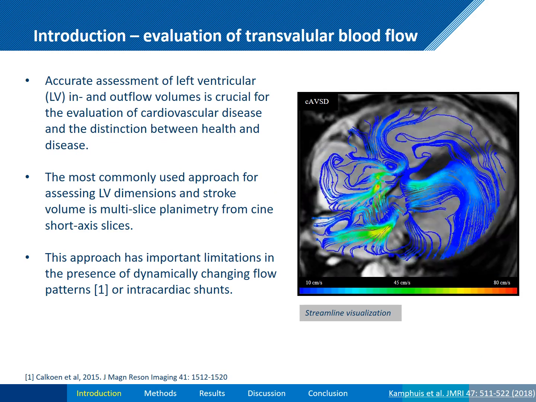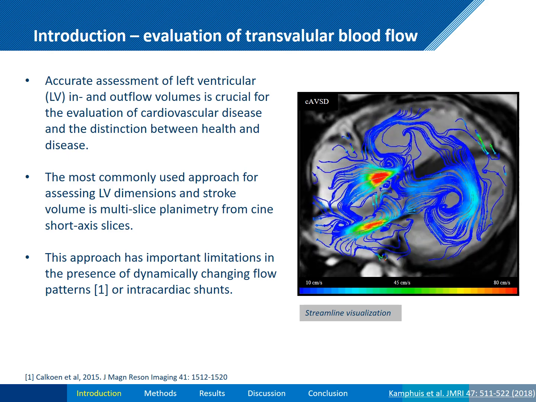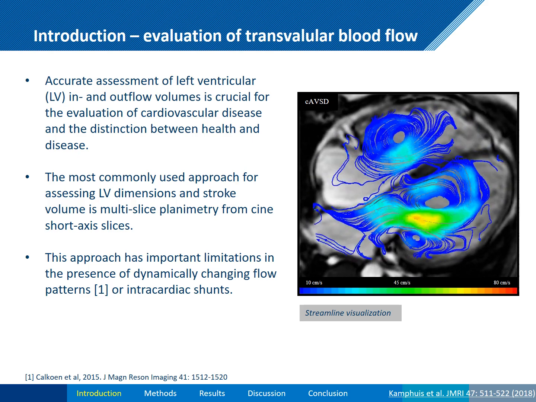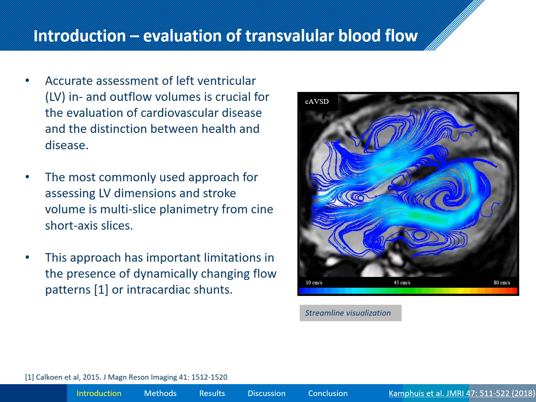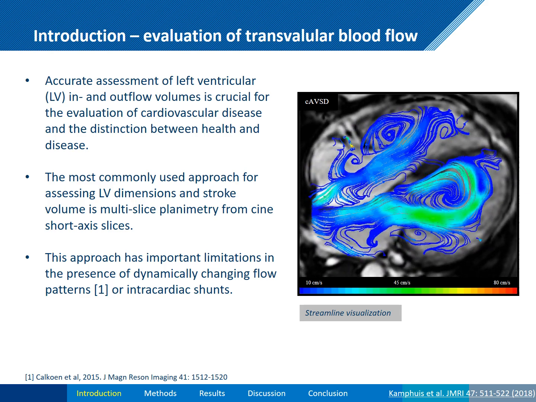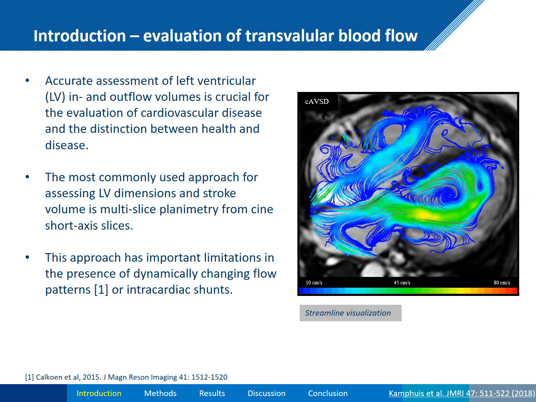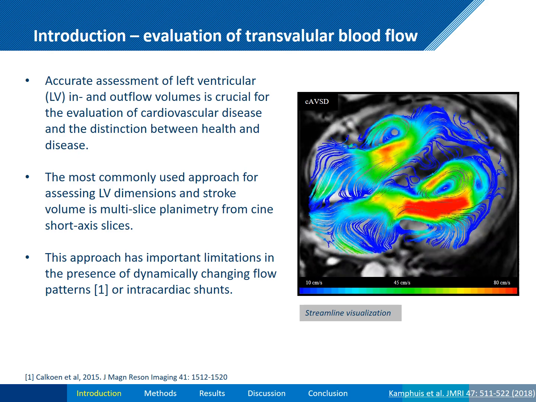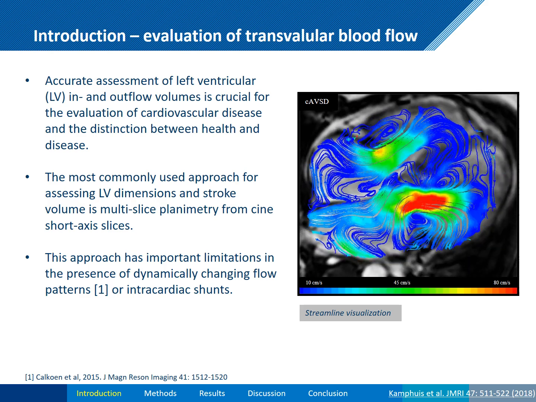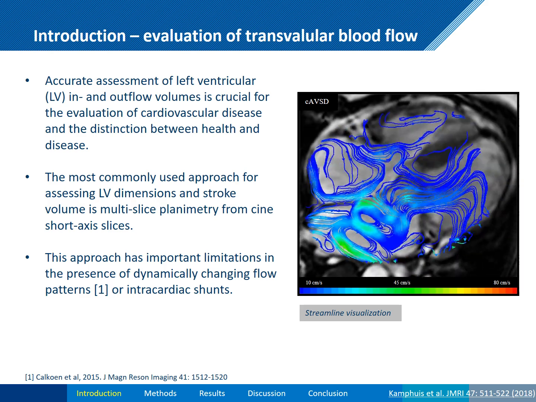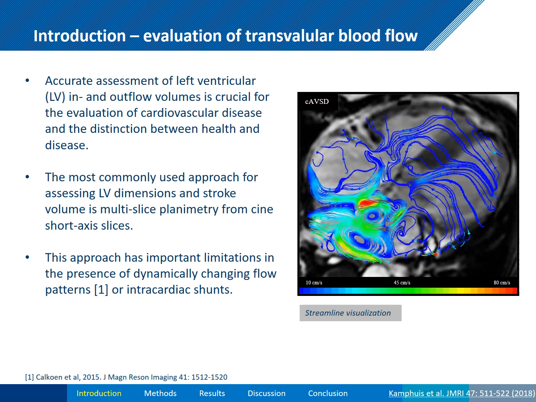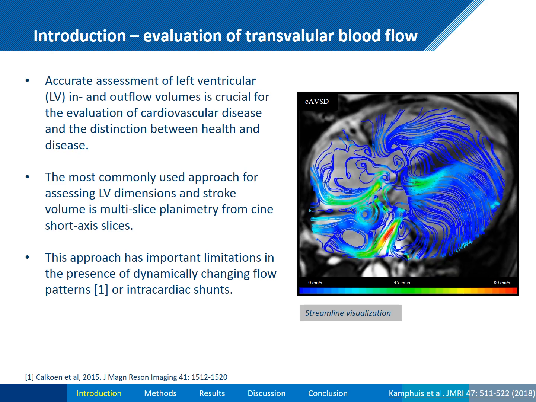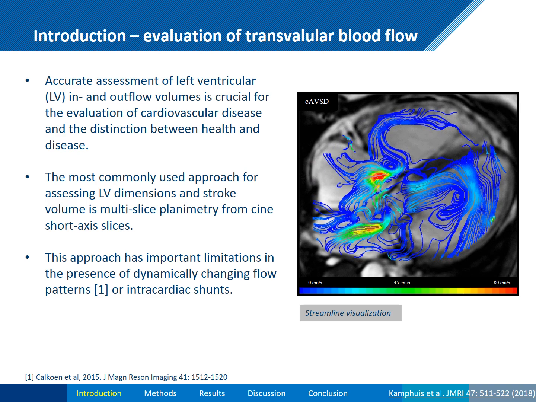Accurate assessment of left ventricular in- and outflow volumes is crucial for the evaluation of cardiovascular disease and the distinction between health and disease. The most commonly used approach for assessing left ventricular dimensions and stroke volume is multislice planimetry from cine short-axis slices. However, this approach has important limitations in the presence of dynamically changing flow patterns, such as in this example of a patient with a corrected atrioventricular septal defect. In such cases, direct flow assessment at the left ventricular inlet and outlet can resolve these limitations.